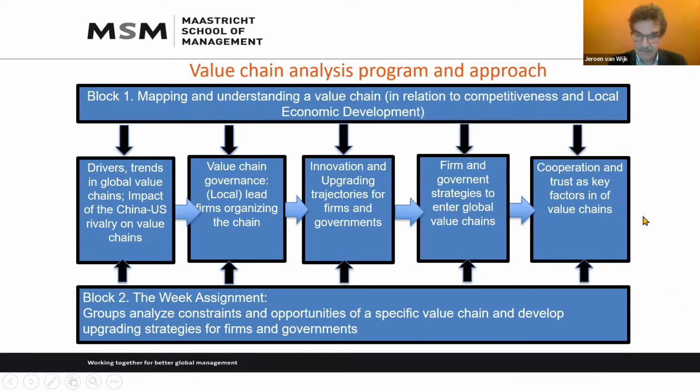Now, on block 2, the week assignment. If you are in this course, you will be put in a group. We will do that for you. So you will work in one group for the entire week, and you work on one specific value chain that you analyze in terms of constraints and opportunities. Then you try to find some recommendations for the key firm in that value chain, or the government of the country where the basic part of the chain is located.